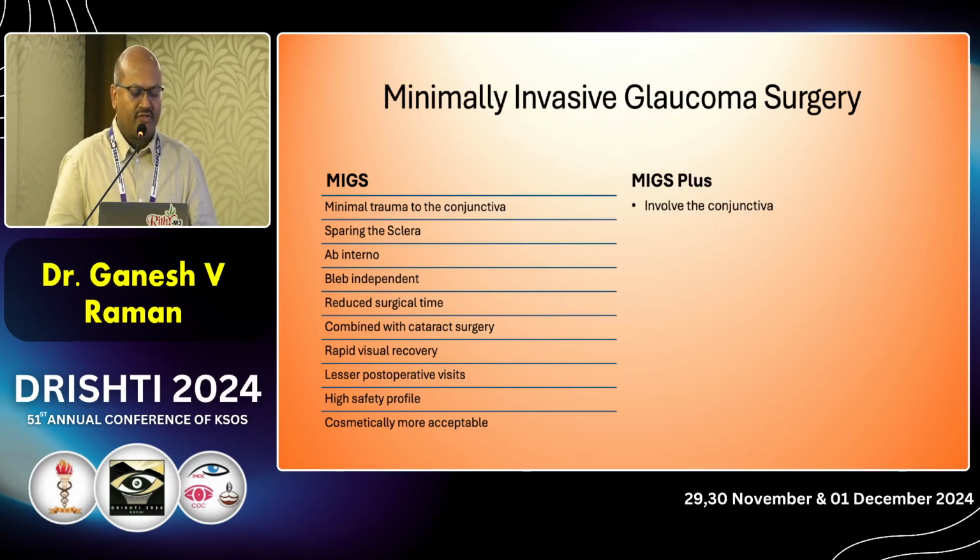You have very reduced surgical time. You can always combine it with cataract surgery, and you have very rapid visual recovery with fewer post-operative visits. Very good safety profile. Cosmetically very acceptable. So after MIGS, you could always give a contact lens to your patient, if they want to wear it. When was the last time after glaucoma surgery you gave a contact lens to your patient? I don't think anybody can remember giving a contact lens to a patient.